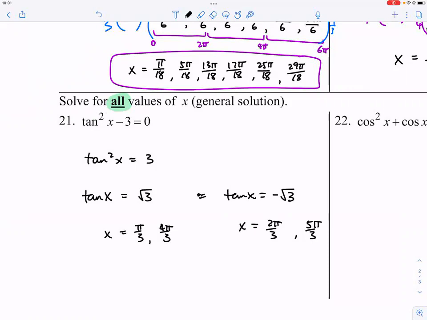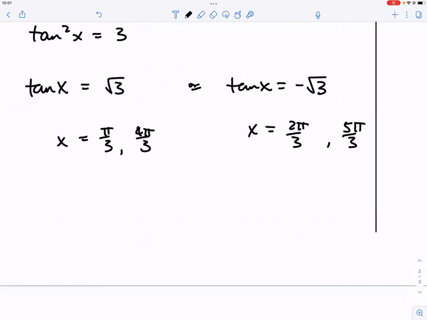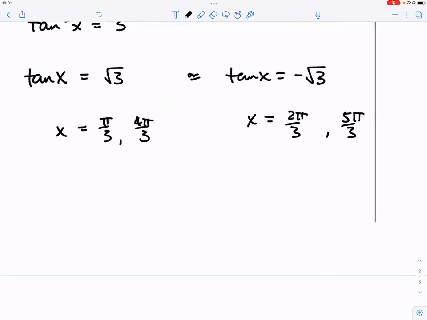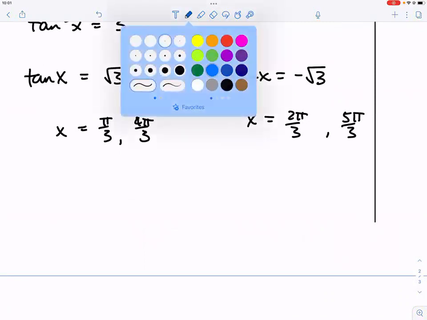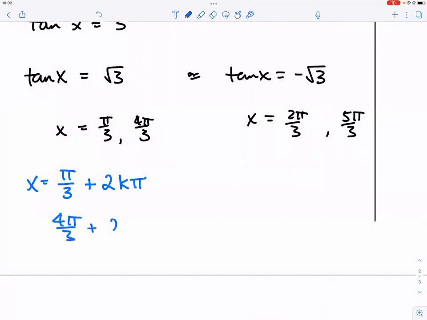But now we want all values, meaning that it doesn't matter how many revolutions you are doing, we want to include all of them. Now, we don't have time to list out all of them, so we want an easier way. Since we know it's going to be the same after each revolution, we can say something like this. x is equal to pi over 3 plus 2k pi, every 2 pi. 4 pi over 3 plus 2k pi. Because we're going to have these values after every single revolution.